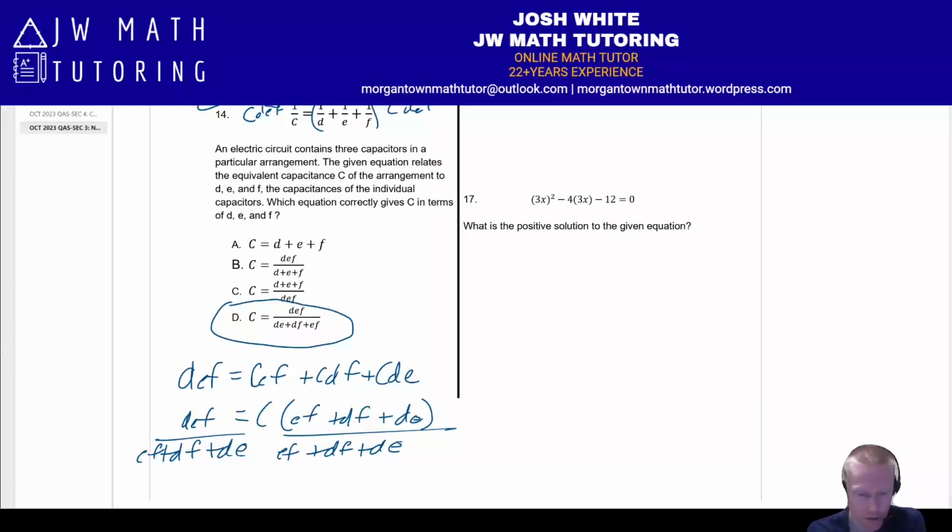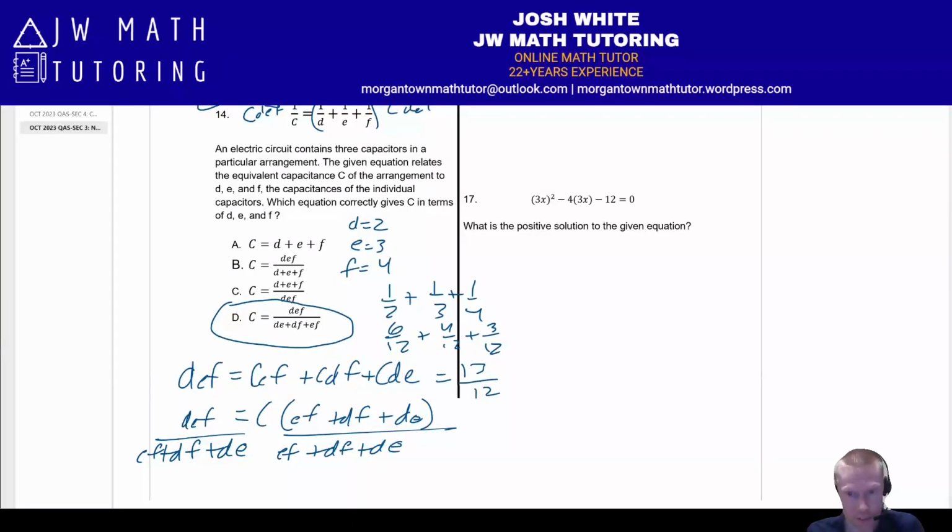Second way you could do this is you could choose picking numbers. I won't spend the time going through all of the possible solutions, but what I would do is I would let D equal 2, E equal 3, F equal 4. So I've got 1/2 plus 1/3 plus 1/4. You get all of those to 12 with a common denominator. You've got 6 over 12 plus 4 over 12 plus 3 over 12. Now you add them all up. You've got 13 over 12. Okay.